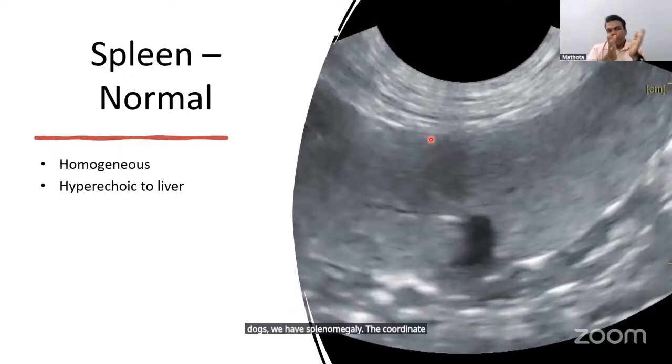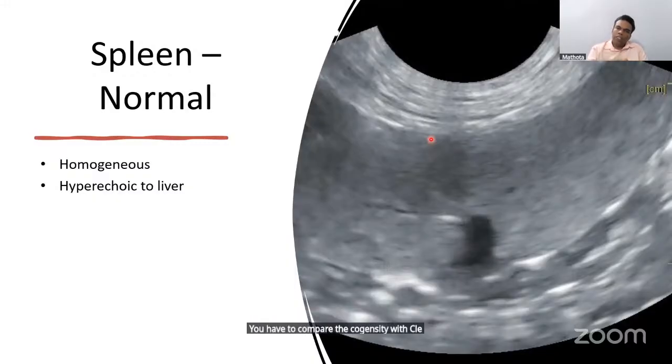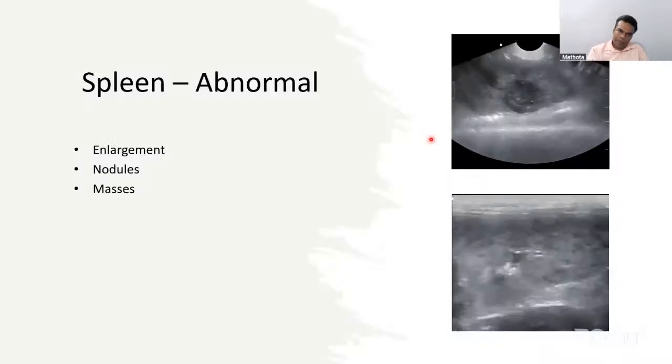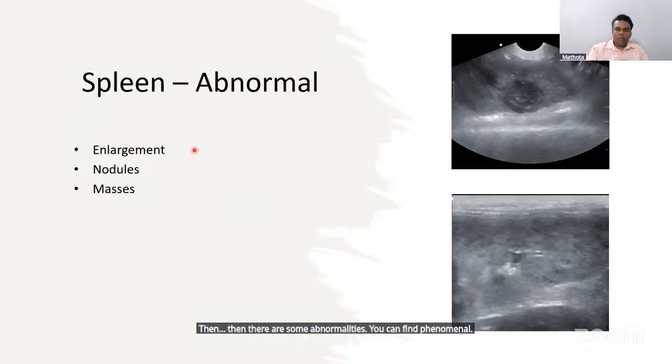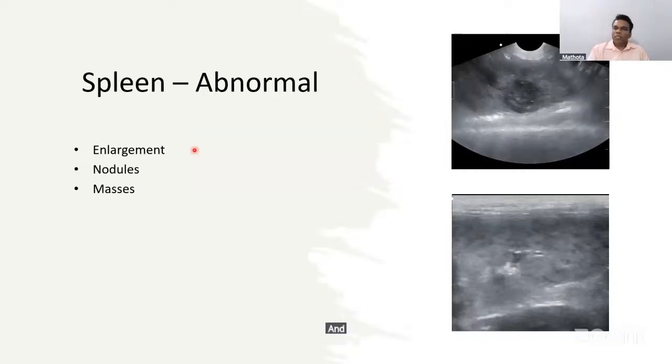Echogenicity we have to compare with the liver. A normal echogenicity is hyperechoic to the liver. Then there are some abnormalities. You can find splenomegaly. Most of the time, with tick fever or IMHA or other inflammatory diseases, you will get splenomegaly. If the tail of the spleen goes beyond the midline, I can say there's a splenomegaly. Otherwise, you can measure the thickness, and if it is above 1.5 to 1.7 centimeter, you can say there's a splenomegaly.